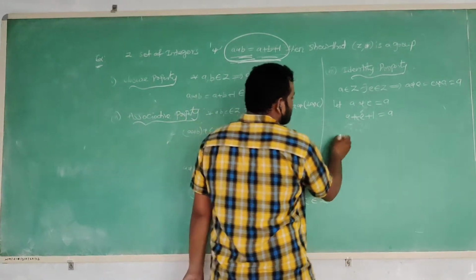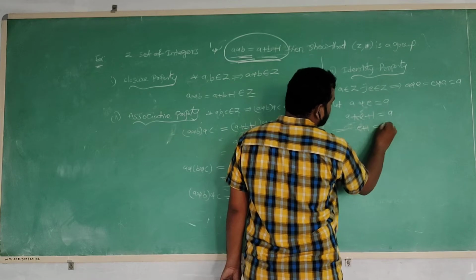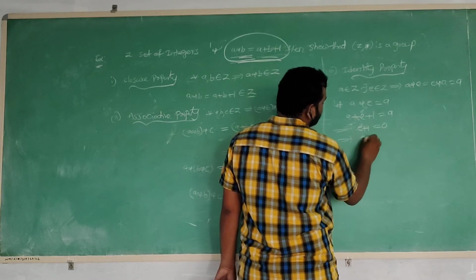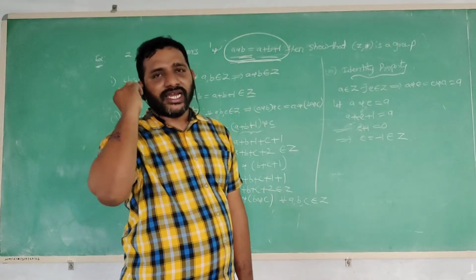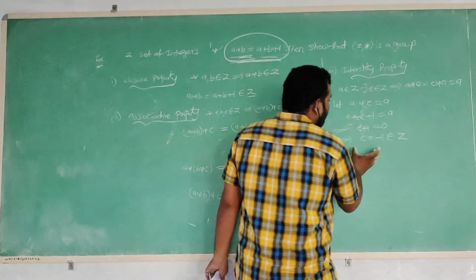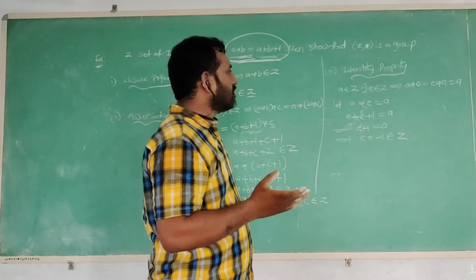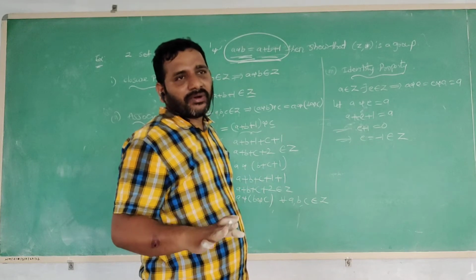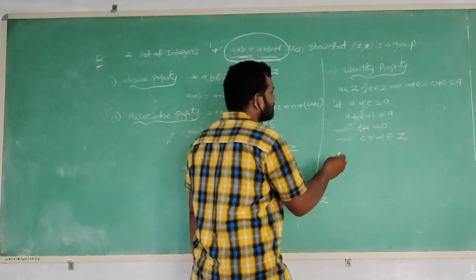That implies a gets cancelled. The remaining is e + 1 equals 0, that is, e equals minus 1. This also belongs to Z. e equals minus 1 belongs to Z. That's why we can say that the identity element exists in Z. Therefore Z satisfies the identity property with respect to the operation star. Okay, next one, the fourth one.